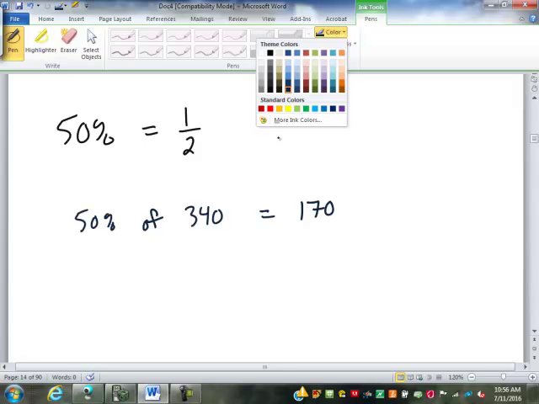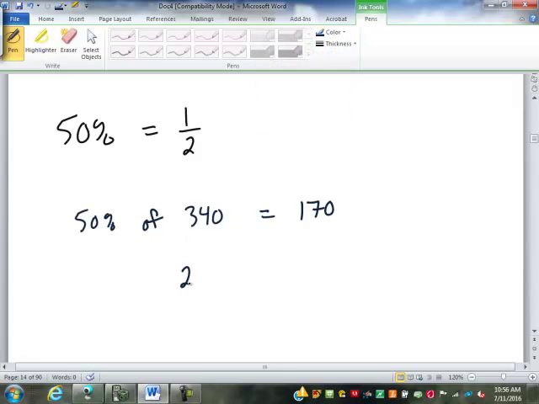Or 50% of 2,800. What's half of 2,800? Careful. 1,400. There you go. Or half of 700. 50% of 700 is 350.